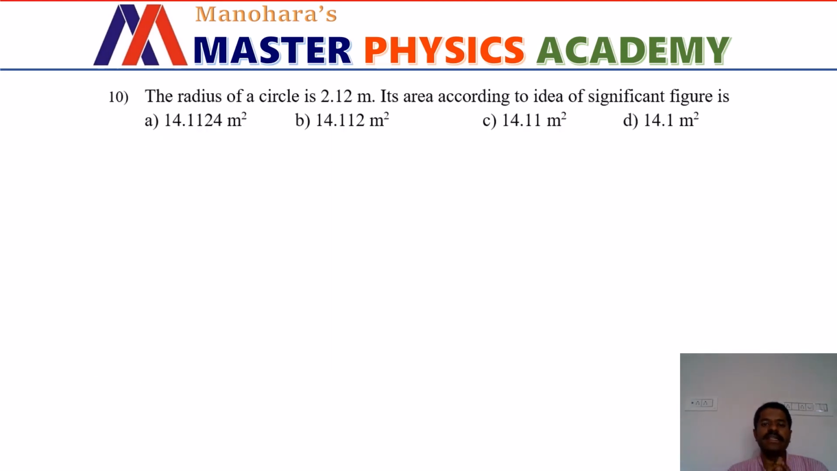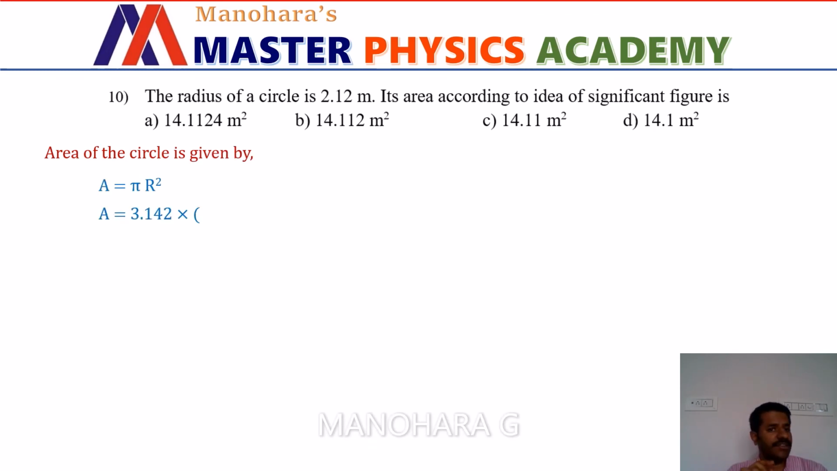The radius of a circle is 2.12 meter. Its area according to the idea of significant figures is. We all know that the area of a circle is given by A is equal to pi r squared. Substituting, we have 3.142 into 2.12 squared is equal to 14.121408 in terms of magnitude.